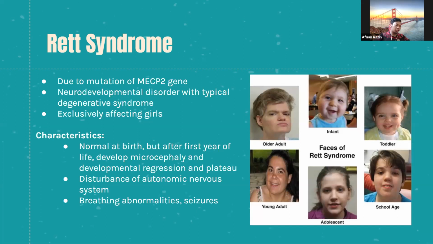So she can often be diagnosed with autism by the first time of life, but at the age of 2 years old, she can adopt a hand washing posture that is a sign of developmental regression. Okay. And then there is disturbance of the autonomic nervous system. There will be breathing irregularities and intestinal disturbance, and breathing abnormalities and seizures can also occur in this syndrome.